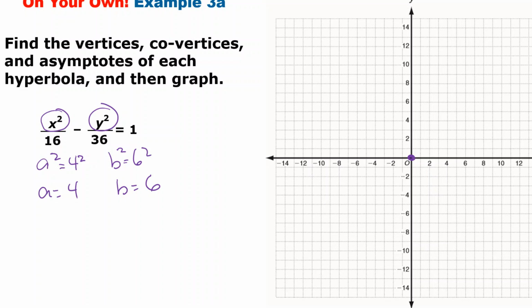The first thing it tells us to do is find our vertices and our covertices. So from our center, I'm going to look at this. I see that x squared is first, so that tells me that my hyperbola is going to look like this. It's going to open horizontally. So my a is going to go 4 to the right and 4 to the left.